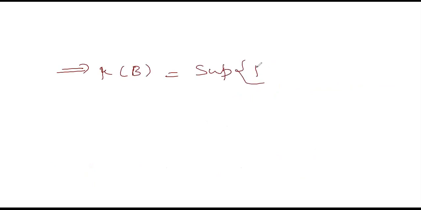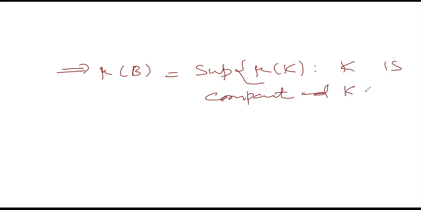By the property of supremum, this implies mu of B is equal to the supremum of mu of K, such that K is compact and K is a subset of B. So this proves this theorem completely.